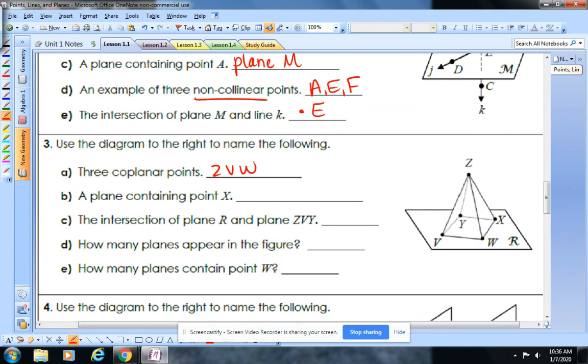B says a plane containing point X. So somebody give me the name of a plane that contains point X. Plane R. That's a good one. Okay, because that's everything on the bottom. How many planes is X a part of?